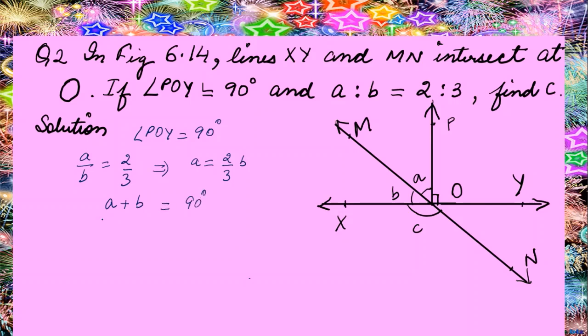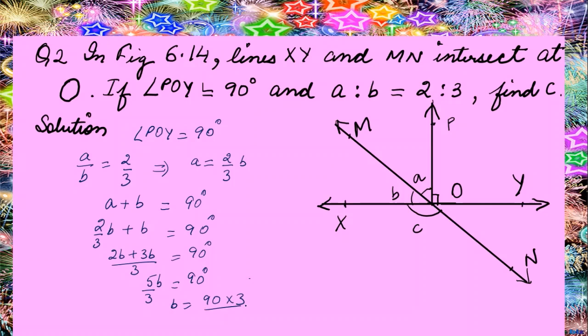or you can write a is 2/3 b plus b is 90 degrees, or take the LCM: 2b plus 3b upon 3 is 90 degrees, 5/3 b is 90 degrees, or you can say b is 90 into 3 upon 5. So it will be 54 degrees. So b is 54 degrees.